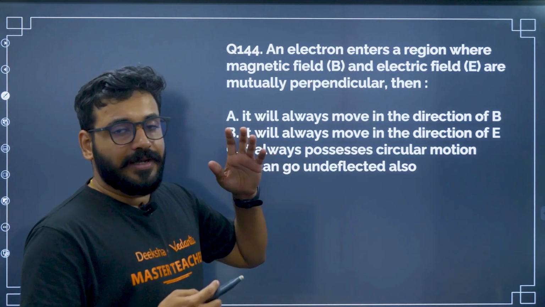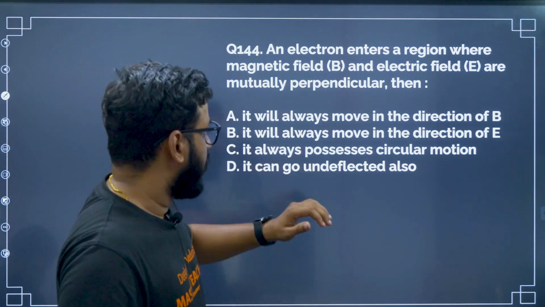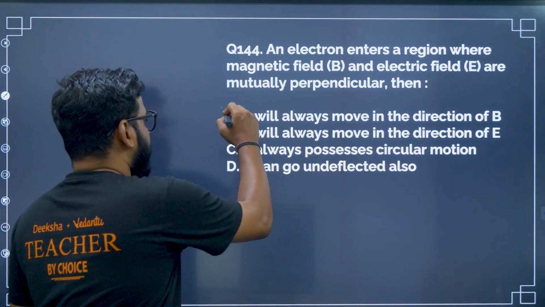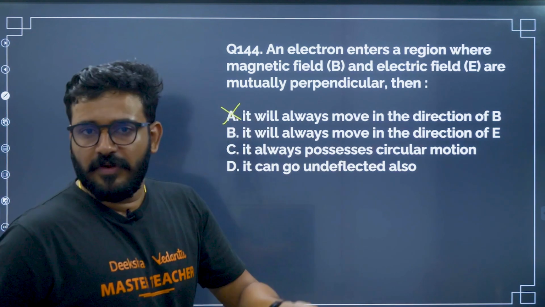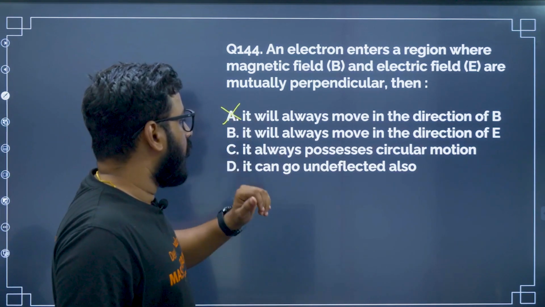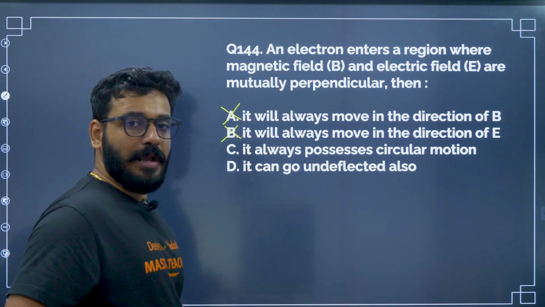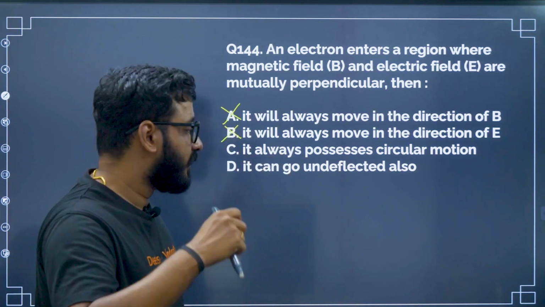Now analyze each of the situations, you will understand. It will always move in the direction of magnetic field. No, that's not correct, because there's an electric field perpendicular to it. Electric field can pull it up, right? It will always move in the direction of electric field. No, need not, because still magnetic field is perpendicular there. That will have an effect.